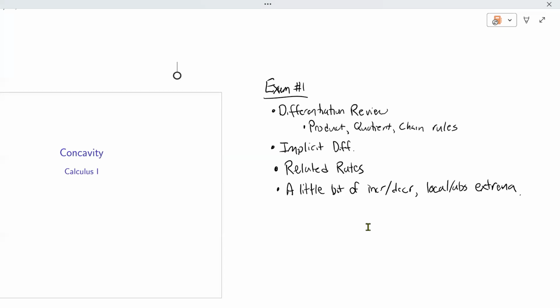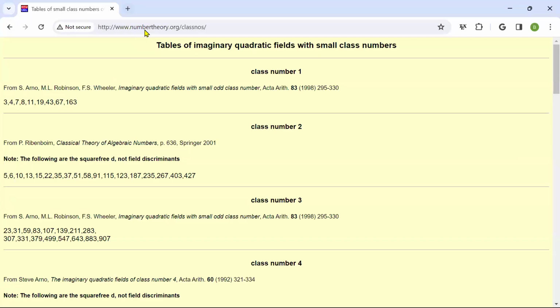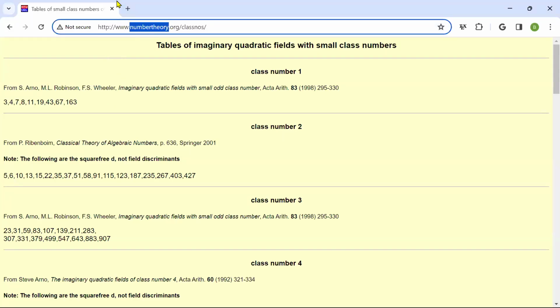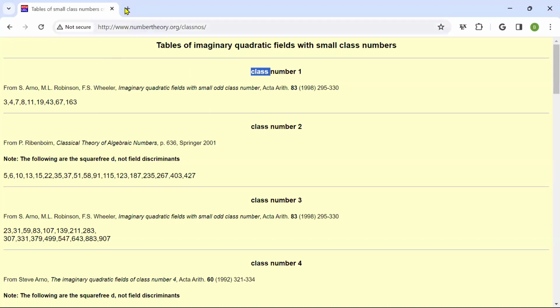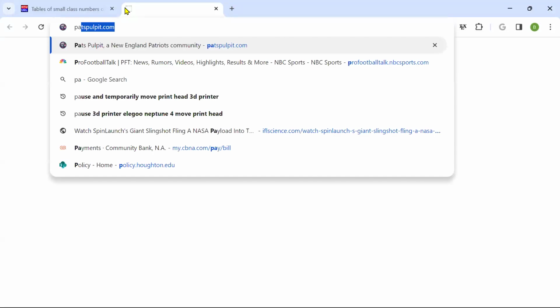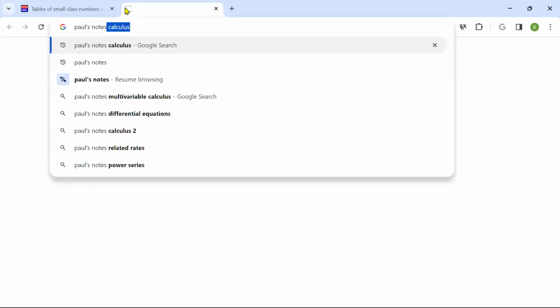I didn't stick any related rate problems on the review sheet, but I did include a link to Paul's notes, which again, I love Paul's notes, almost as good as this website, numbertheory.org. The class number pages, that's a pretty good one too. Paul's notes, calculus.